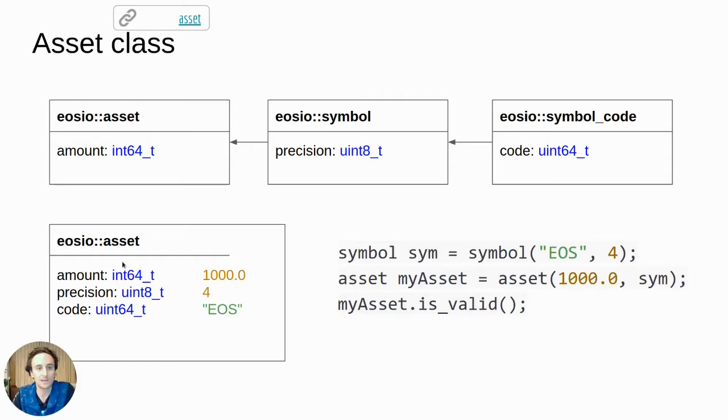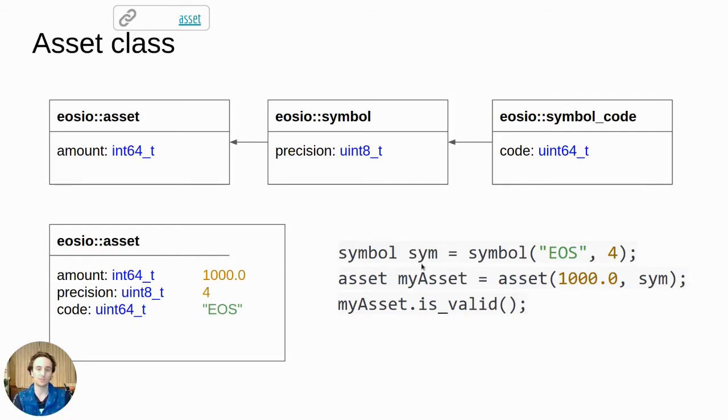So this asset class has a few parts to it. This essentially stores a very generic standard for an asset that has three parts. It has the amount of the asset, it has the precision, and it has the symbol code for it. So this is kind of what it looks like in real life. You might have an asset called EOS with 4 precision units, and the amount would be 1,000.